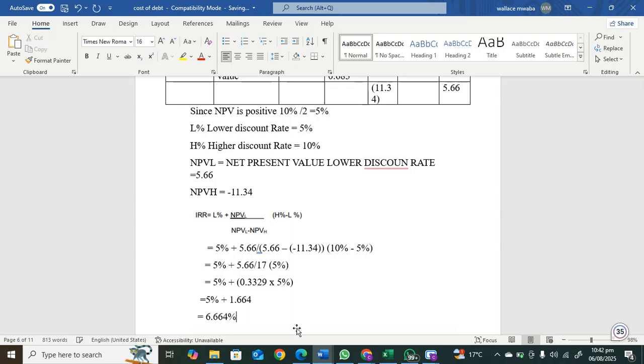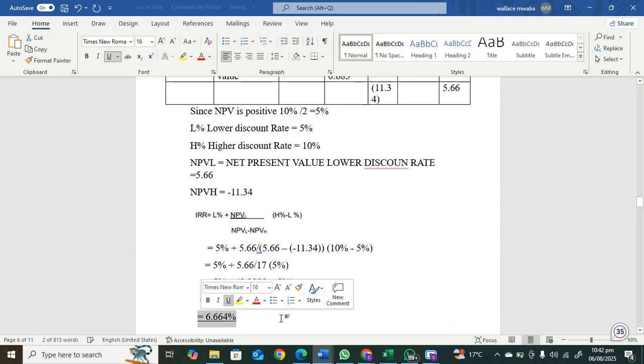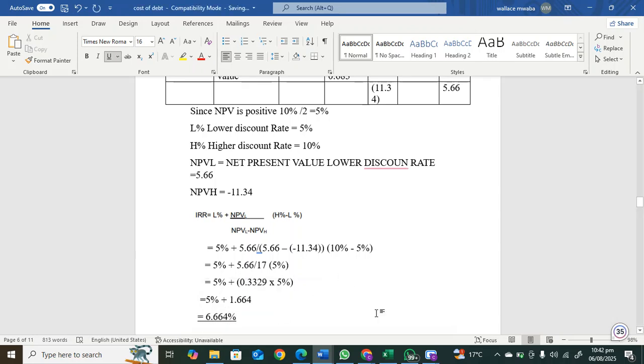And that is our after tax cost of debt, 6.664%. Any questions?